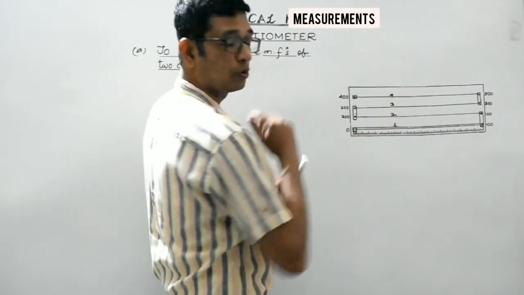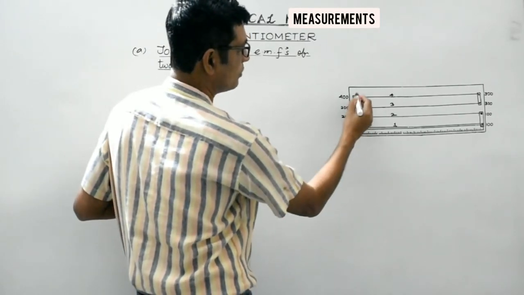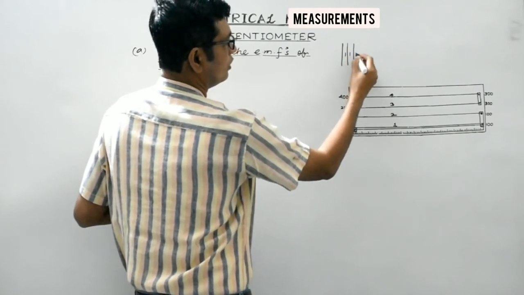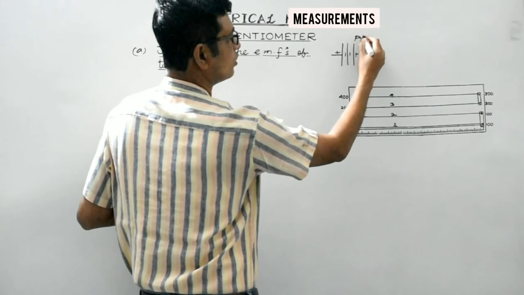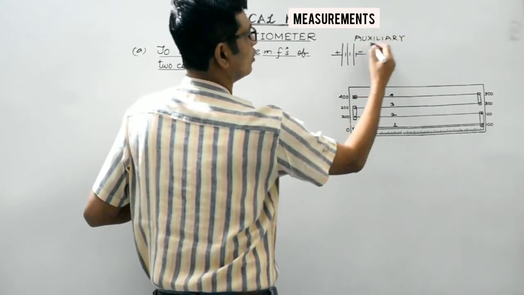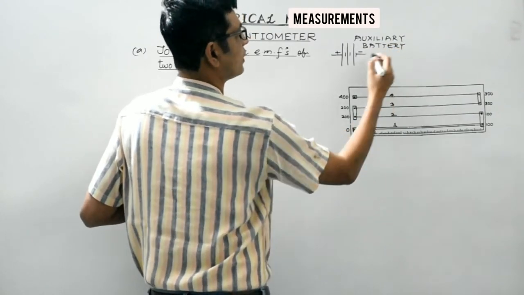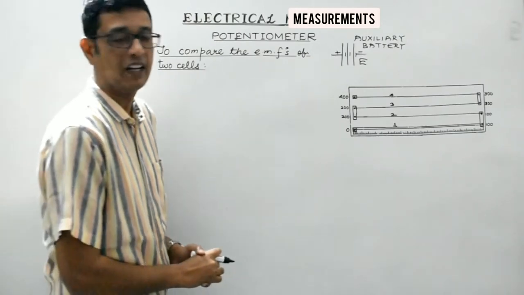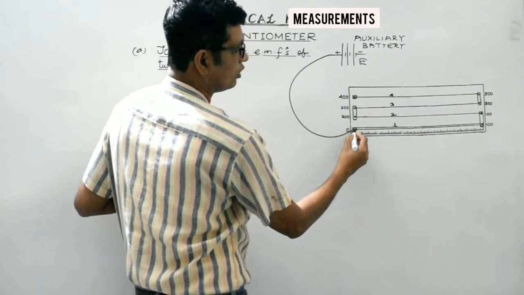This is a potentiometer, right? These are the two endpoints. This is suppose the source. This is a higher potential, these are lower potential. The source is known as an auxiliary battery. Let us represent it by capital letter E. This is an auxiliary battery, right? Its positive terminal is to be connected to this particular end.